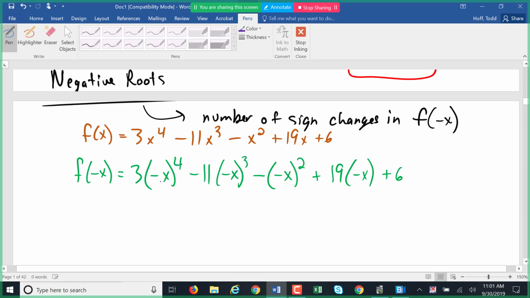Negative x to the fourth is just a positive, so that still stays 3x to the fourth. Negative x to the third is a negative x to the third, so negative times negative becomes a positive 11x to the third. Negative x squared is just a positive x squared, so that's going to stay minus x squared. Negative x times 19 is a negative 19x, and then positive 6.